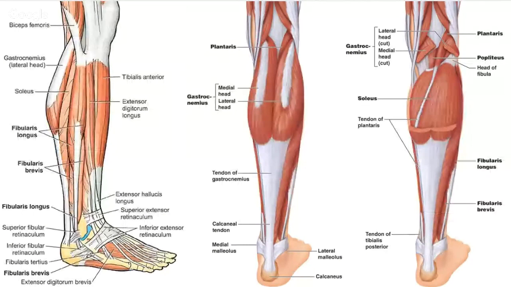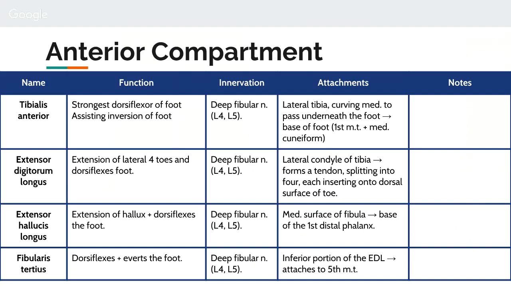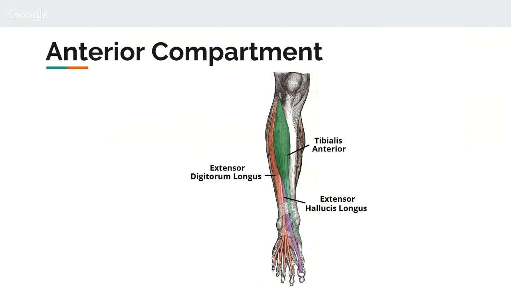Muscles of the foot. So you've got your tibialis anterior in the anterior compartment, and your extensor digitorum longus, and they're all in the anterior compartment of your leg. They're all covered by the deep fibular nerve, whereas the lateral compartment of your leg is all superficial fibular nerve, and the posterior compartment of your leg is the tibial nerve. So if you remember which nerves are responsible for which muscles in the different compartments, you should be pretty good.